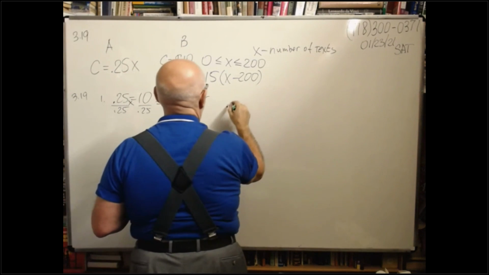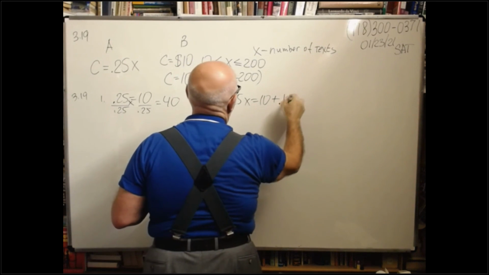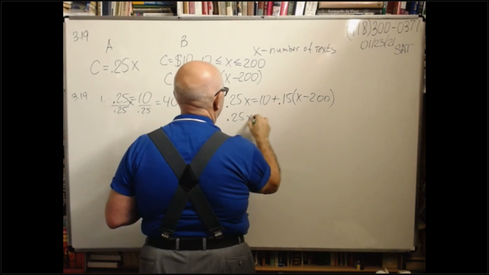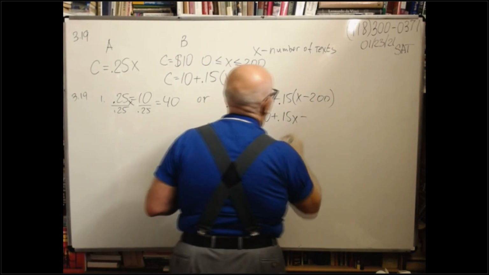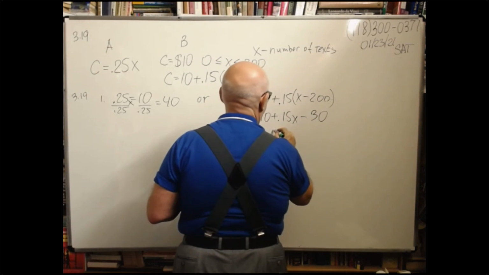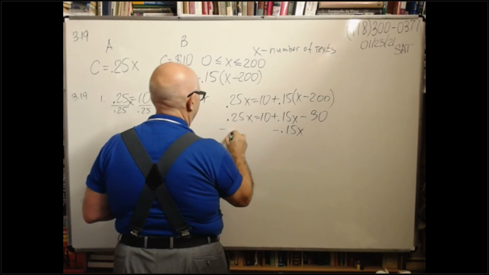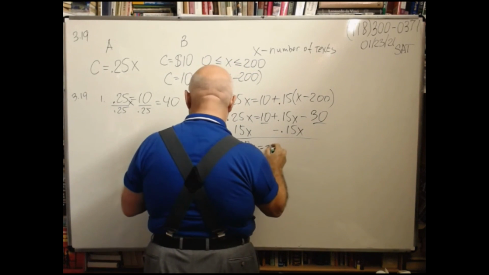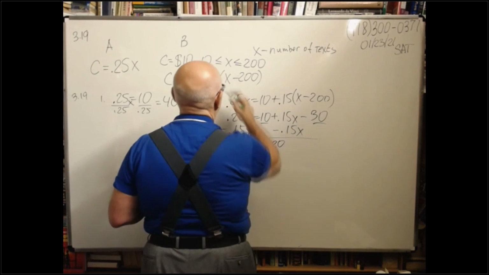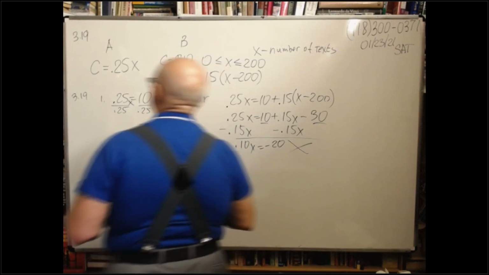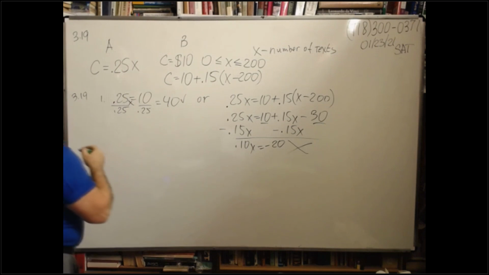Or 0.25x equals 10 plus 0.15 times x minus 200. And what I'll get, 0.25x equals 10 plus 0.15x minus, what is it, minus 30, right? Okay, minus 0.15x, minus 0.15x. Combine like terms, what do we have? We have 0.10x equals negative 20, which makes no sense. So this does not work. It works only for A, so the answer is 40. It's impossible, so this is not the answer. Cross it out. And the answer for 319 is 40. No, 320.